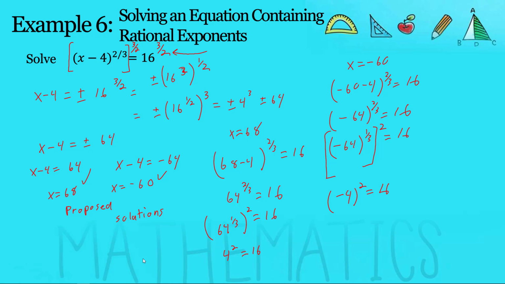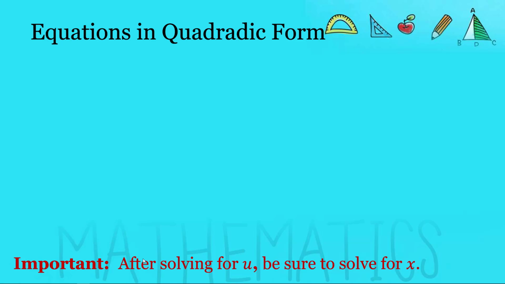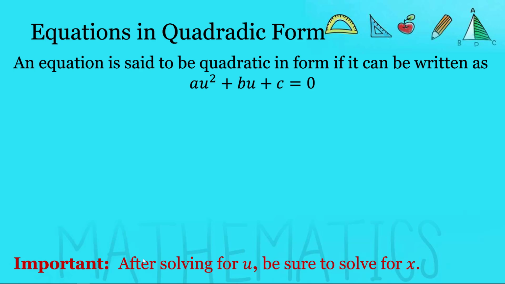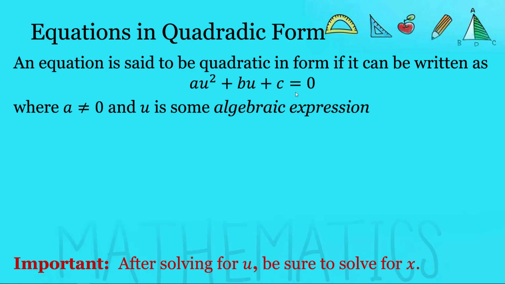Okay, and the last thing that we want to talk about today is equations that are quadratic in form. What does that mean? Well, they're not quadratic equations, but they kind of look like quadratic equations. They're equations that can be written like this. If they can be written like this in some way, then they are quadratic in form.